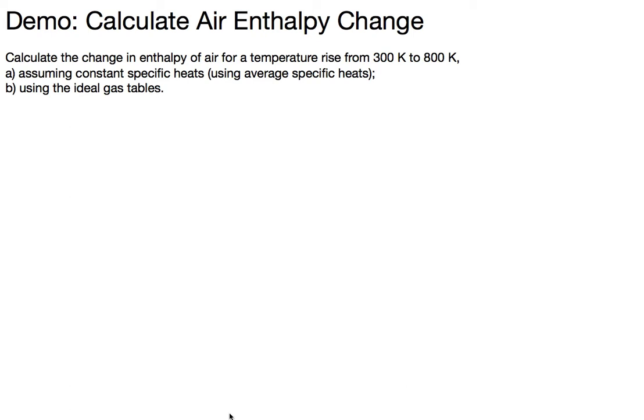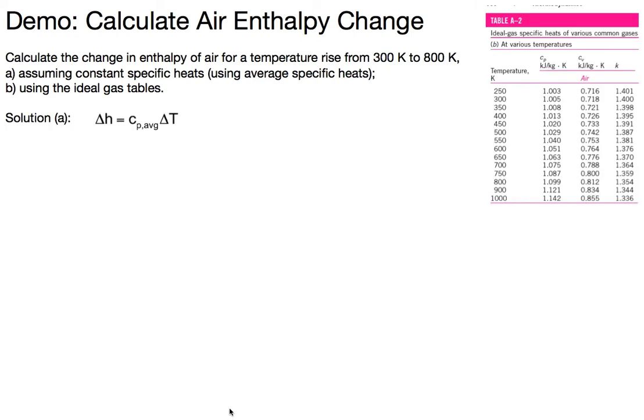Let's see how we do it with the first approach, using constant or average specific heat. The first approach is to use this equation. We know that the enthalpy change is related to the constant pressure specific heat. So with this equation, if we can find the constant specific heat for this range of temperature change, and we know the temperature change, we can find the delta H. That's the thought behind the approach.